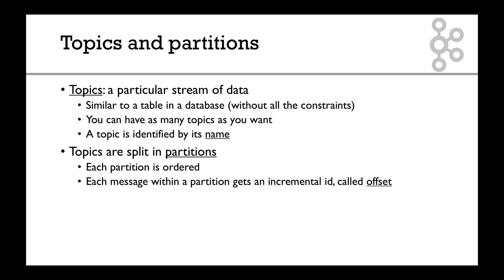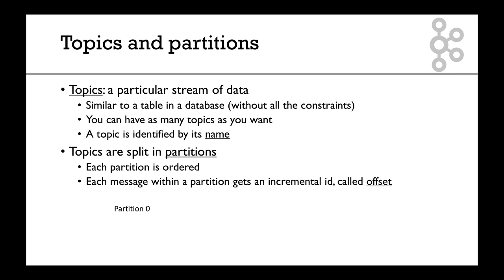They're split in what is called partitions. So a partition is basically a part of the topic. And the data within the partition is ordered. We'll see what that means. And each message within the partition, that's your actual data, will get an incremental ID, so a number. And that number starts at 0 and goes all the way to whatever. And that number is called an offset.